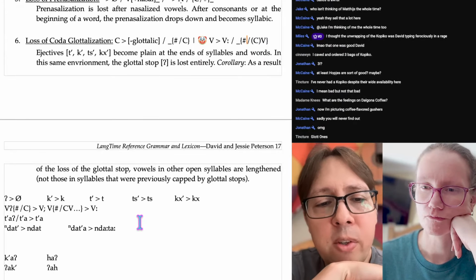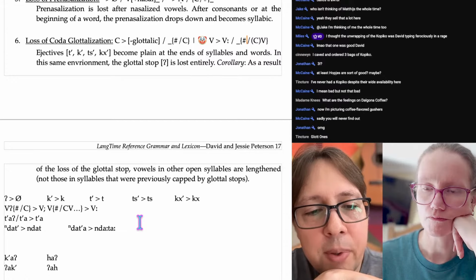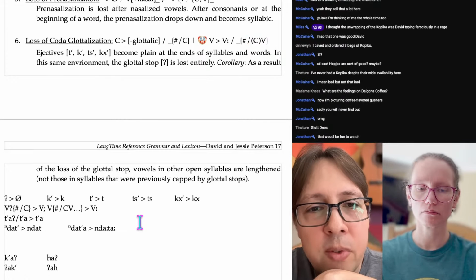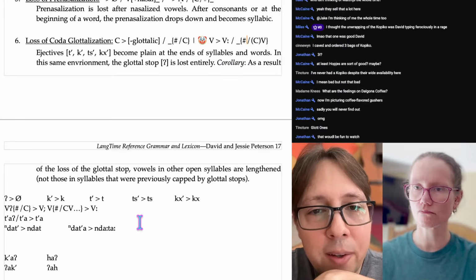Okay, so we got rid of ejectives and the glottal stop at the end of syllables. We kept H for the time being, distinguishing glottalic from glottal.